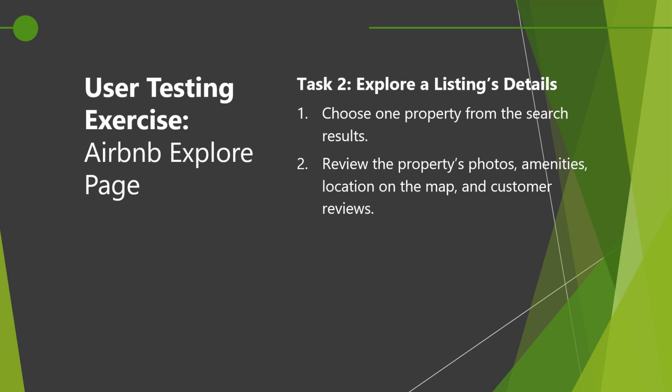Now, task 2. I want you to choose one property from the search result. And then I want you to review the property's photos, their amenities, the location on the map, and the different customer reviews. Now, once you've done that, I want you to record your observations.